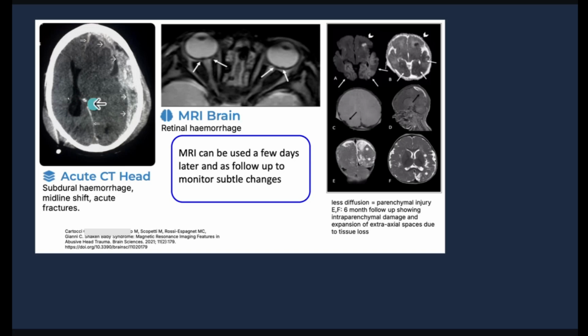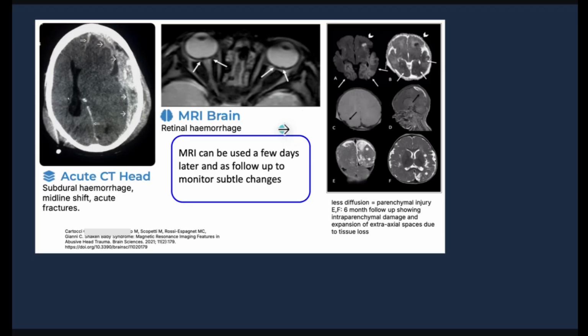in a moment. But another imaging that you could do is MRI brain. And this is because you want to assess for retinal hemorrhage, which can be seen here. It's quite subtle, but it's basically there's an extra black dot coming out of the back of the eye. So this is what you could see. And here are different images of MRIs as well.